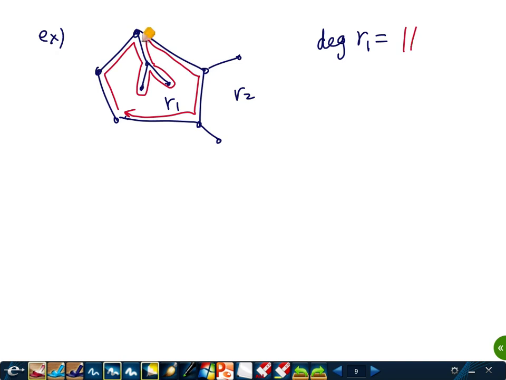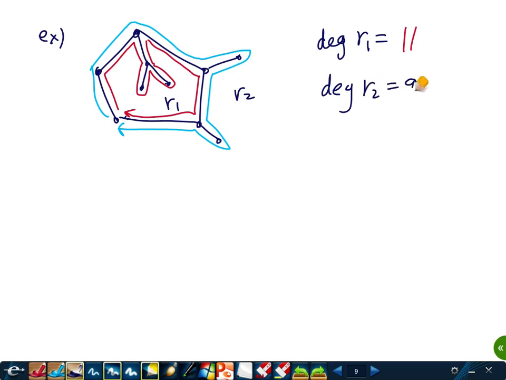We don't just count the number of edges, but for instance, this edge is counted twice because we go along this at this side once and then the other side again. So if the region is not an n-gon, you cannot just consider that as the number of edges on the boundary. Sometimes some edge is counted twice. For instance, degree of R2, let's follow. You can start anywhere. So here 1, 2, 3, 4, 5, 6, 7, 8, 9. So degree of R2 is 9. So the degree of a region is defined like that.